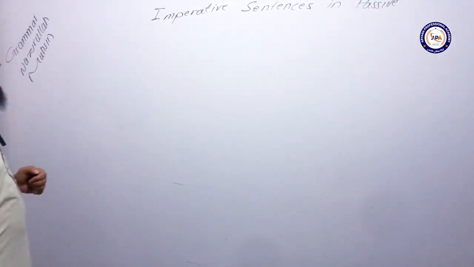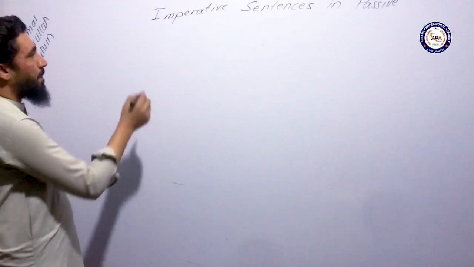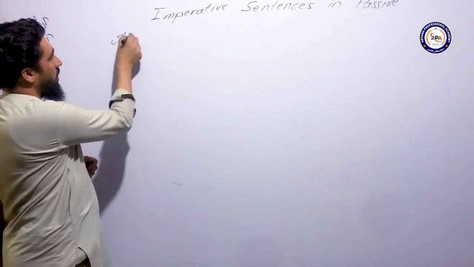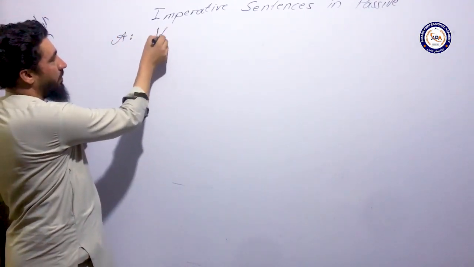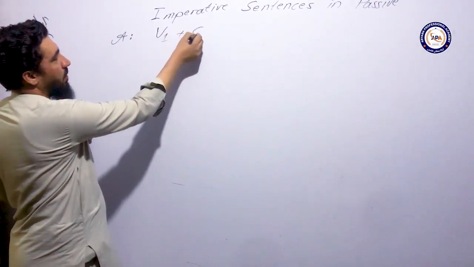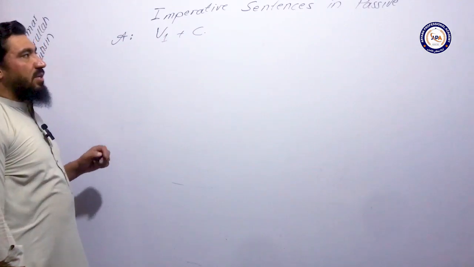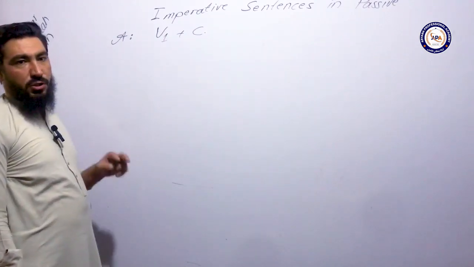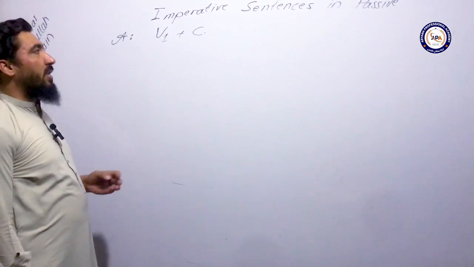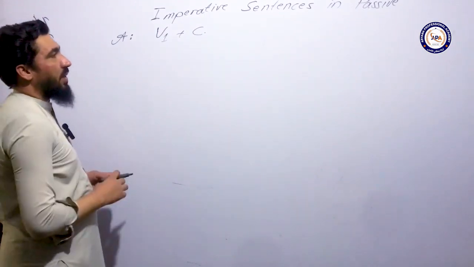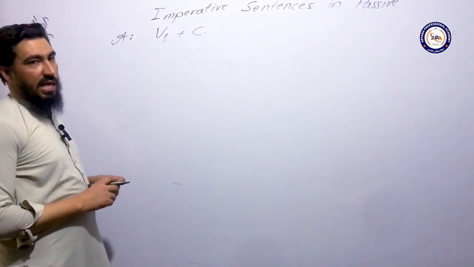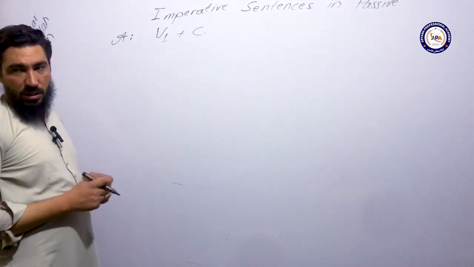Imperative sentences and passive. In active, we use verb plus complement in imperative sentences. In all the imperative sentences, we have the subject, and that is you. But no need for mentioning that. That's why we directly start the imperative sentence from verb. Like, come here, listen to me, look at the board.